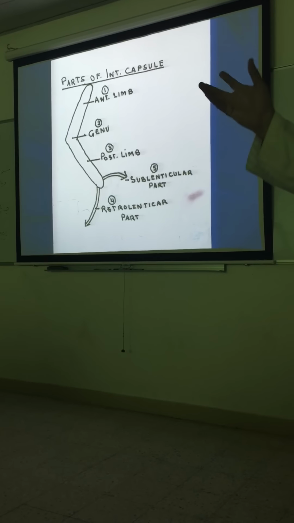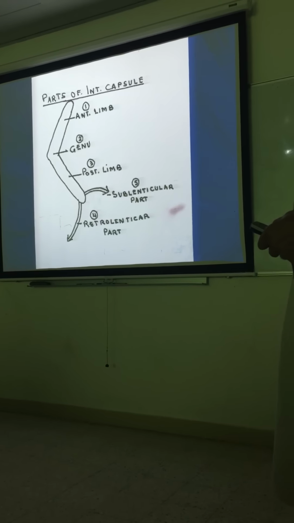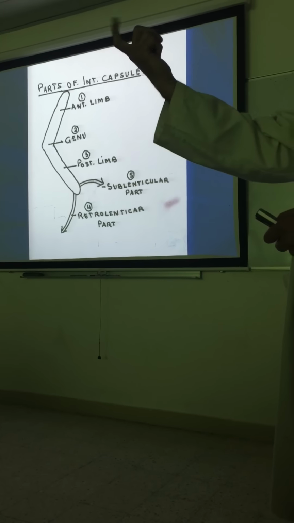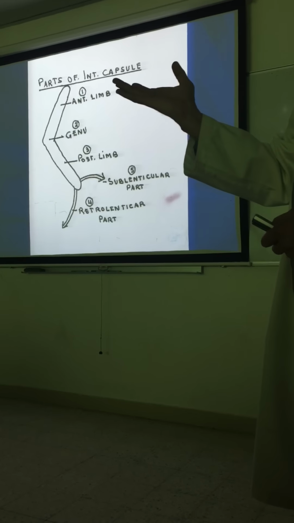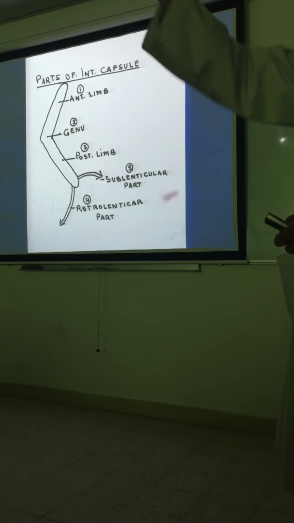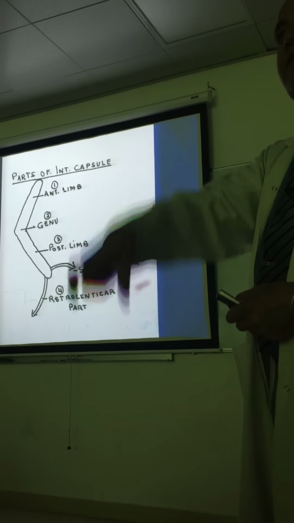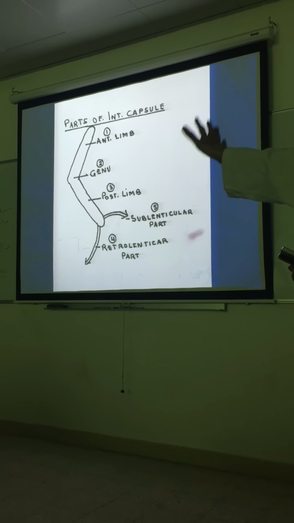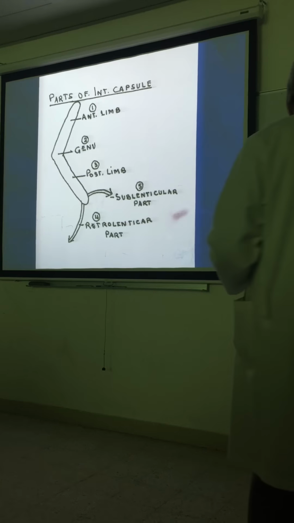Why you should know the parts? Because the different fibers pass through the different parts. Okay? If there is a hemorrhage in the anterior limb, different fibers will be damaged. If there is a hemorrhage, bleeding in the region of genu, different fibers. If there is a bleeding in the posterior limb region, different fibers. That is why you should know what are the main important fibers passing through each one of them.